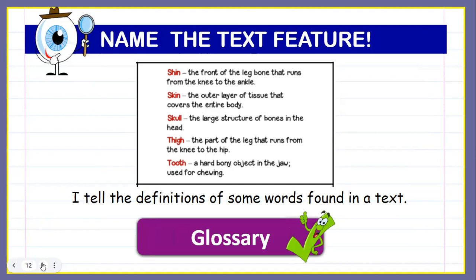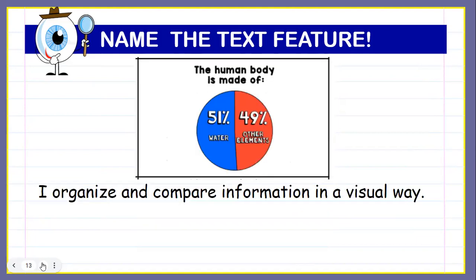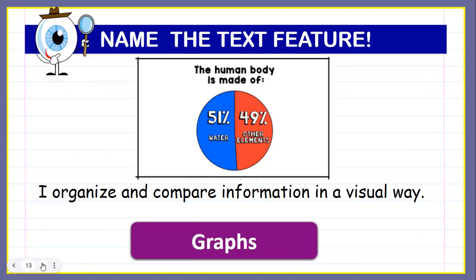And remember, boys and girls, glossary is a text feature. All right, name the text feature. I organize and compare information in a visual way. Now, what text feature could this be? If you said graphs, then you are correct. So graphs are text features, and they organize and compare information in a visual way.